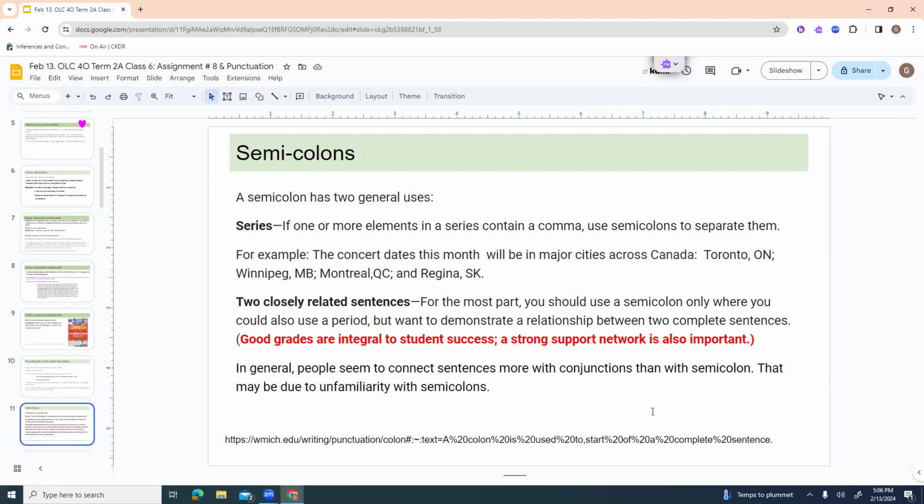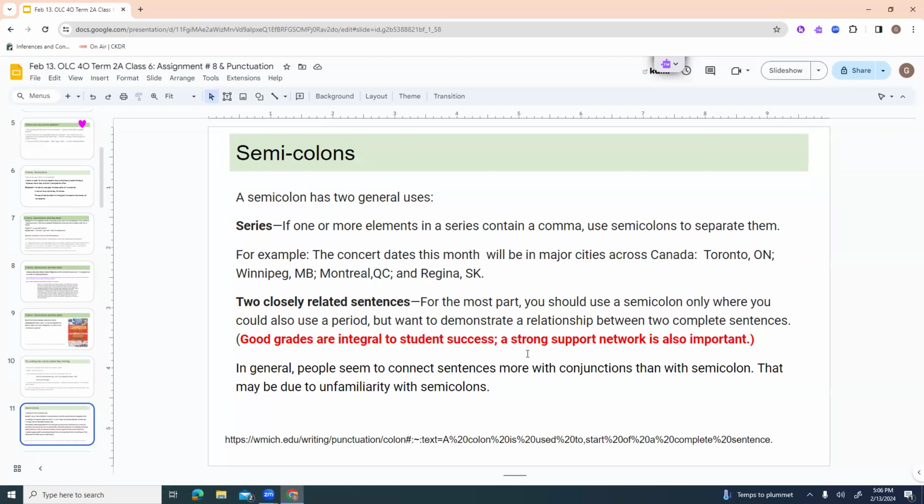Semicolons. Semicolon has two general uses. The first, if one or more elements in a series already contain commas, then you may need to use semicolons to separate them. So you'll see this with dates, like Monday, February 14th, or you might see it with towns and provinces. So the concert dates this month will be in major cities across Canada: Toronto, Ontario; Winnipeg, Manitoba; Montreal, Quebec; and Regina, Saskatchewan. You don't need the semicolon here because you're finishing, you're using the period.